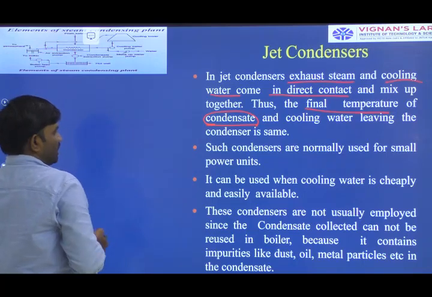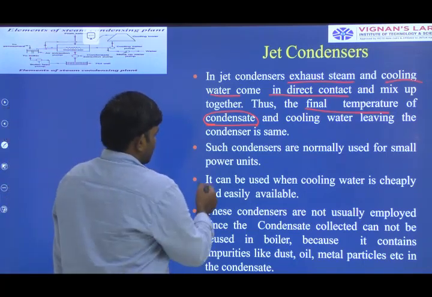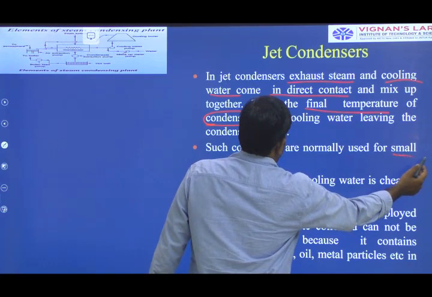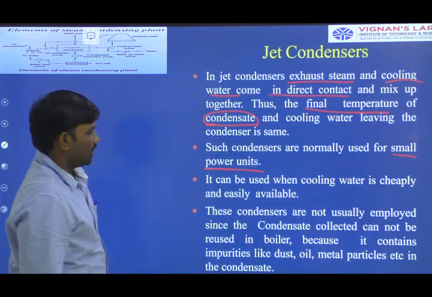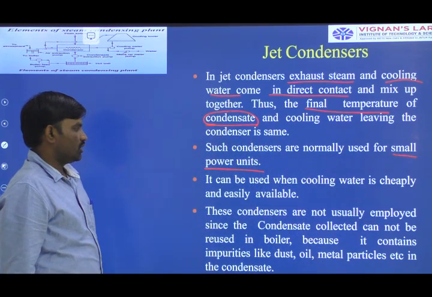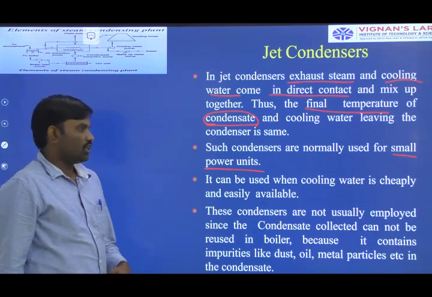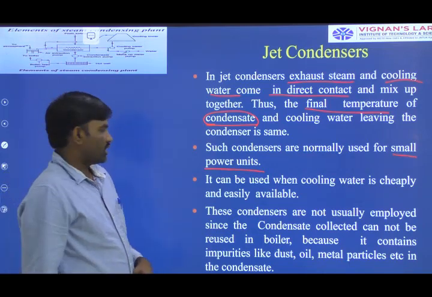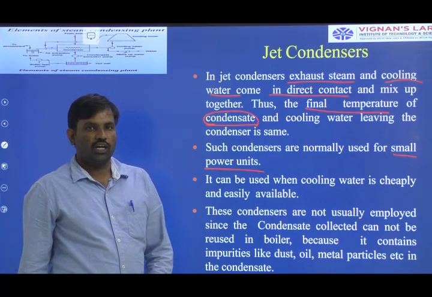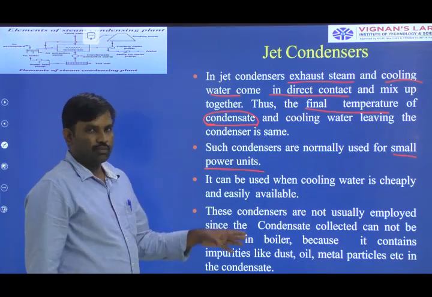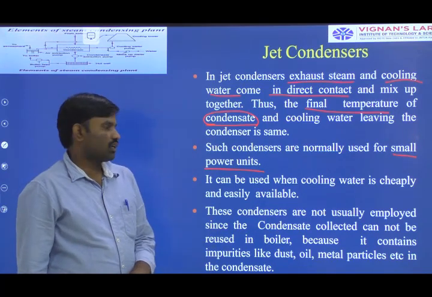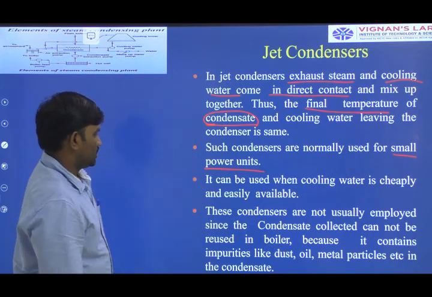Such types of condensers are generally used for small power plants. They can be used when cooling water is cheaply and easily available. The availability of cooling water is higher with that type of steam condensing plant, where we are using jet condensers.